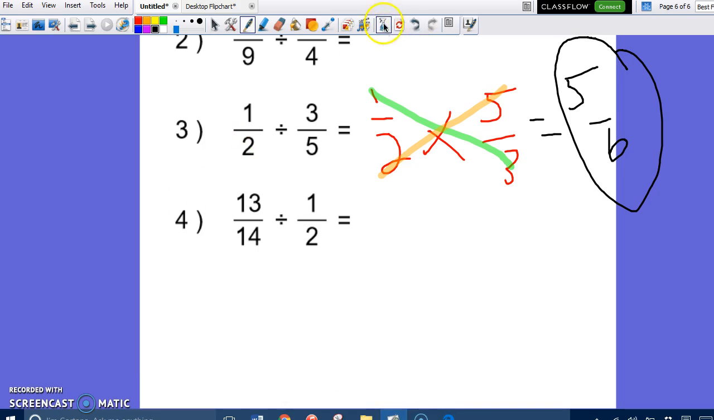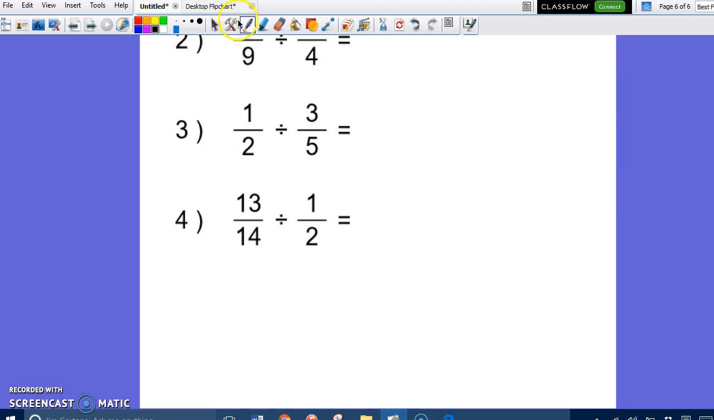Let's go on to the last sample for our dividing fractions. The next section will go into dividing mixed numbers, and that will be my last video of the day. Thank Jesus.